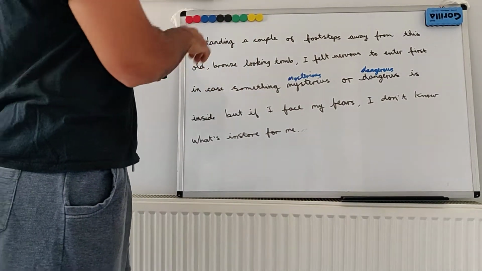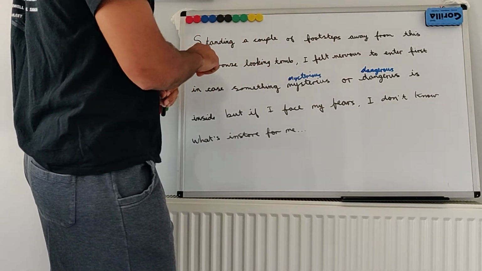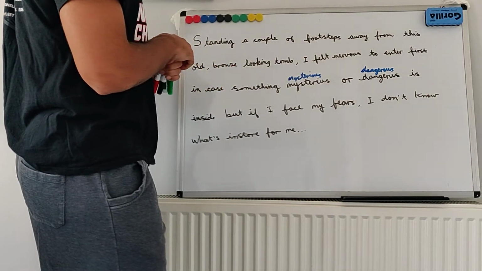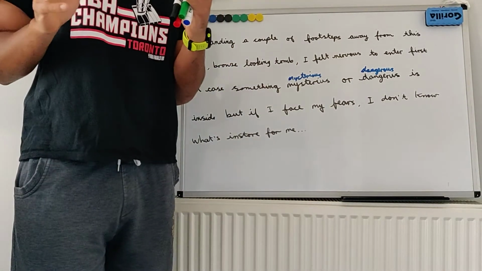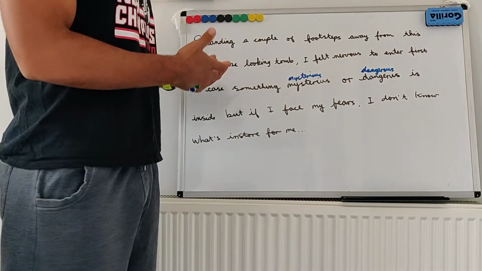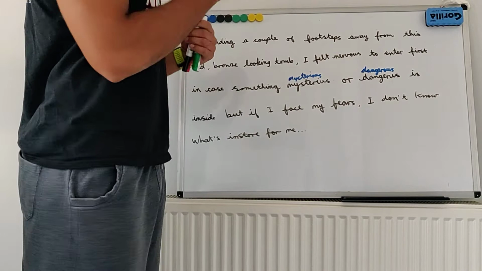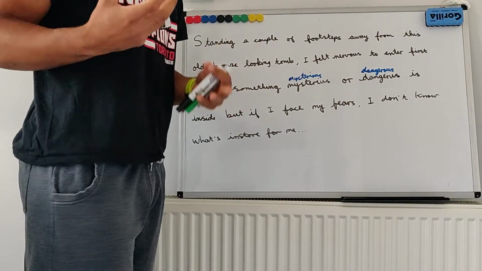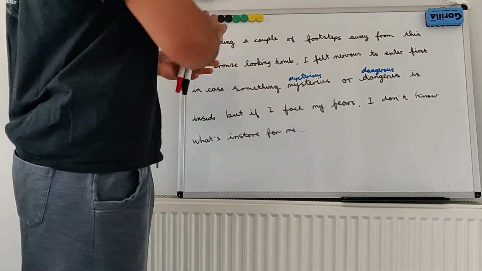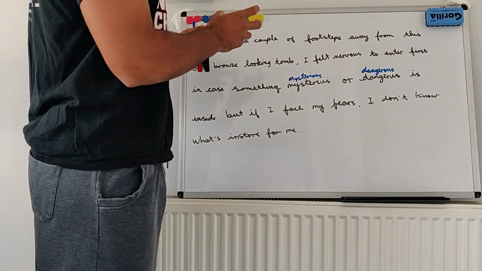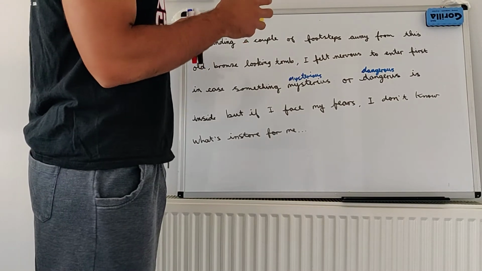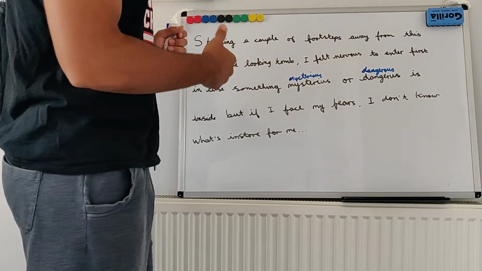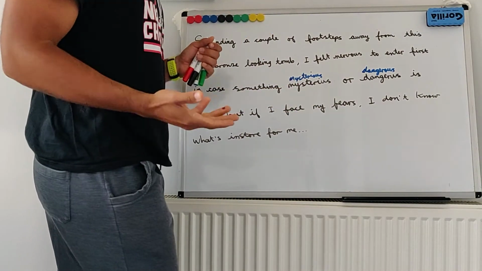So as I said before, standing a couple of footsteps away from this old bronze looking tomb, I felt nervous to enter first. Now that doesn't sound quite right, okay? I know what they want to say, but really, this is not how we want to say it. It sounds a little bit clunky, okay? So to avoid that, let's think of a different way of writing this out, because there's so much that we can use in this sentence, or in this clause, but there are also just a few tweaks that we can make to make it even better.